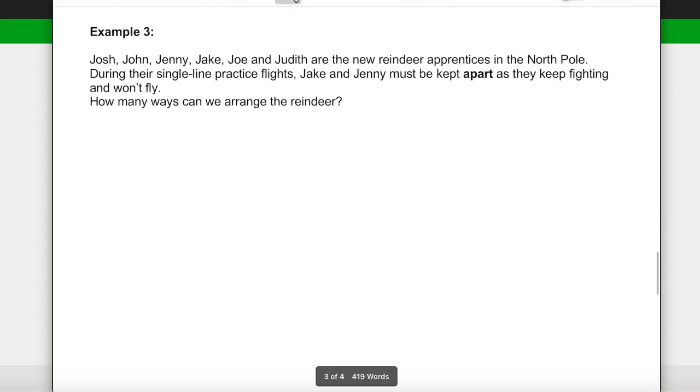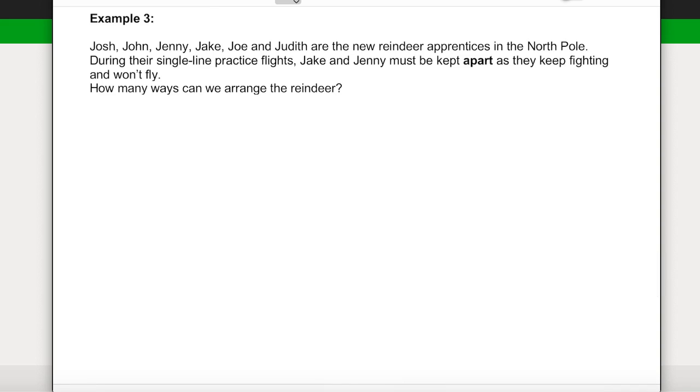Let's take a look at another example. So we've got Josh, John, Jenny, Jake, Joe and Judith. So that's 1, 2, 3, 4, 5, 6. People are, they're actually new reindeer apprentices in the North Pole. During their single line practice flights, Jake and Jenny must be kept apart as they keep fighting and won't fly. So how many ways can we arrange the reindeer?